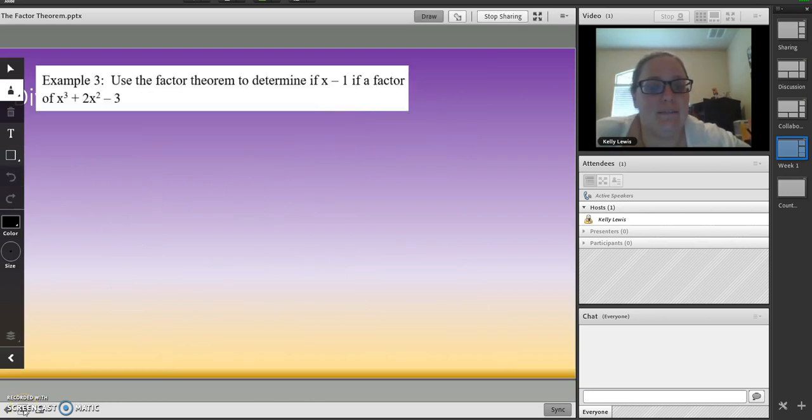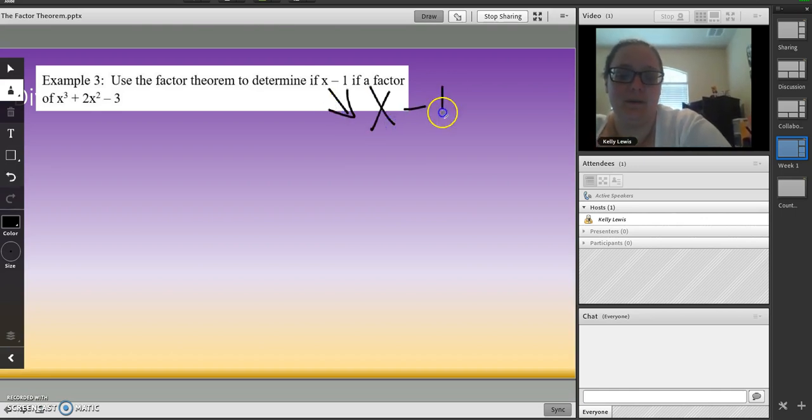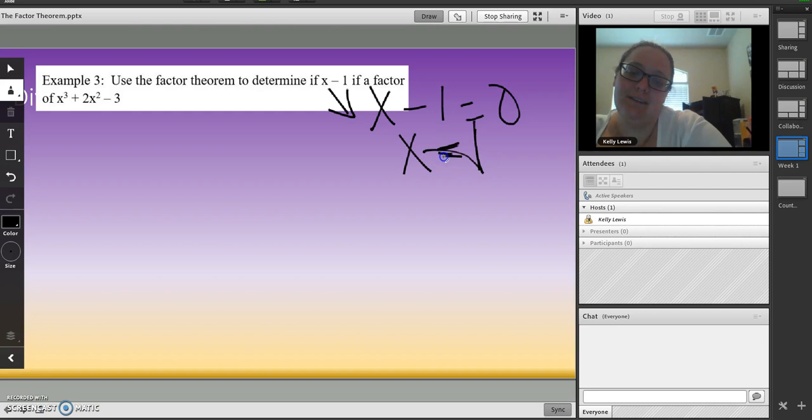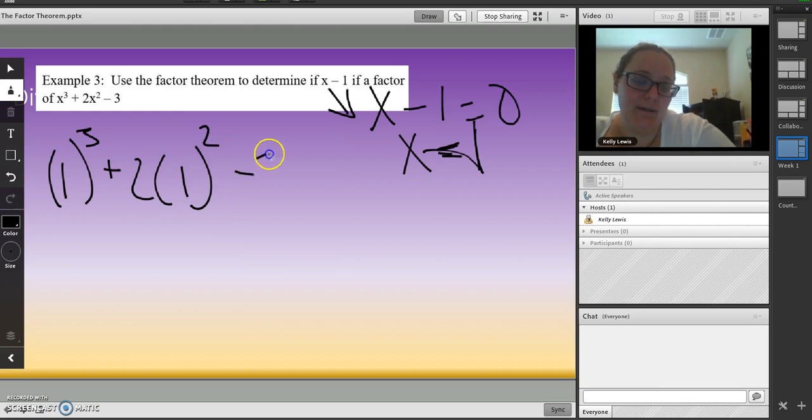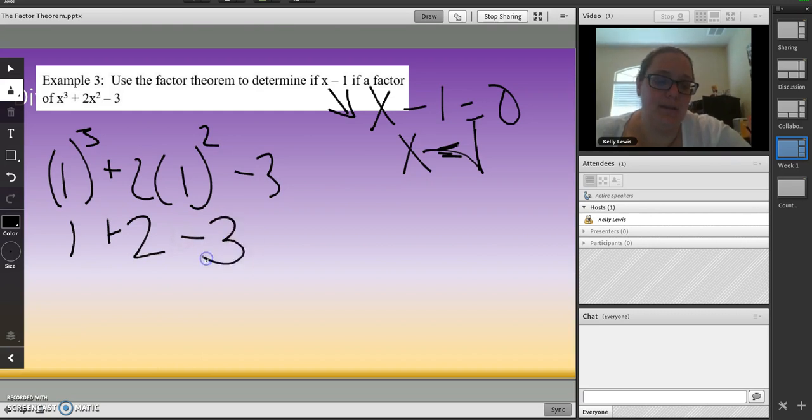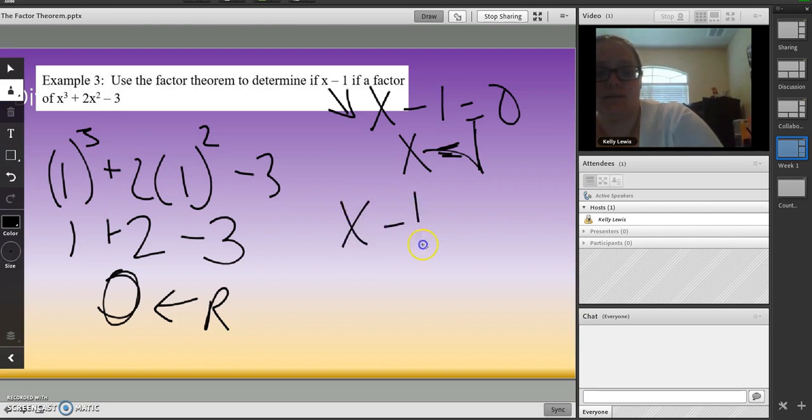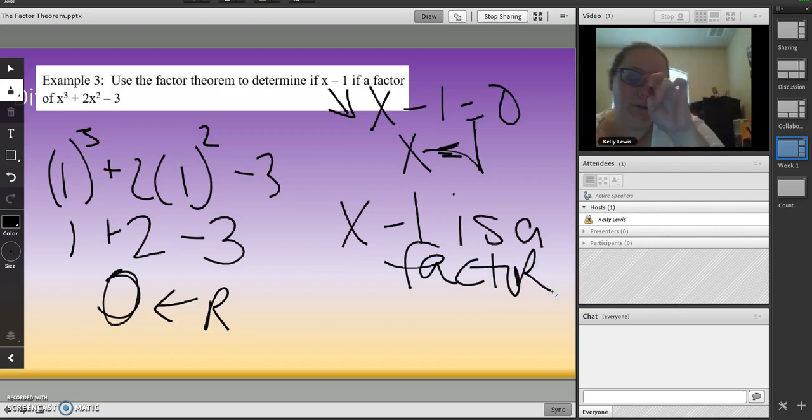Right? Use the factor theorem to determine if x minus 1 is a factor of that polynomial. All right, so I'm going to take this guy and do x minus 1 equals 0. And so I get x equals 1. I'm going to add 1 to both sides. So I'm going to do 1 cubed plus 2 times 1 squared minus 3. I get 1 plus 2 minus 3, so I get 0. And so that is my remainder. And since my remainder is 0, then x minus 1 is a factor. That's what the factor theorem says. And then we're going to learn later about a different theorem that says x equals 1 is a 0.